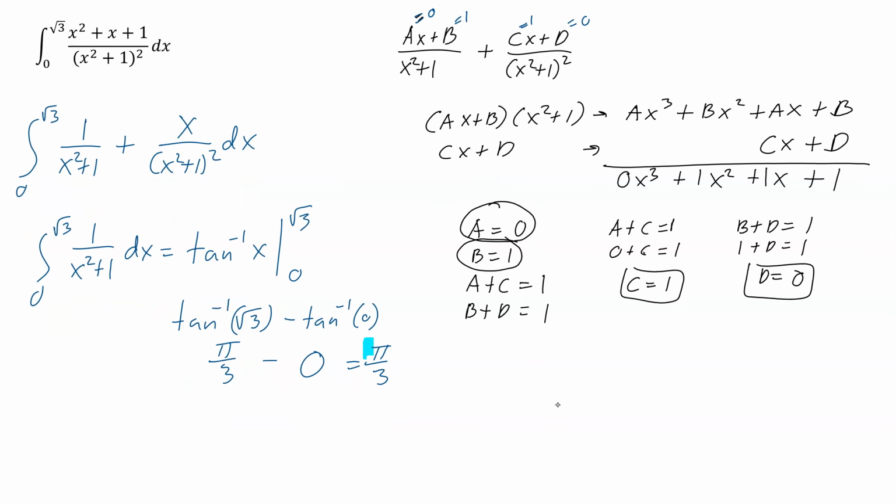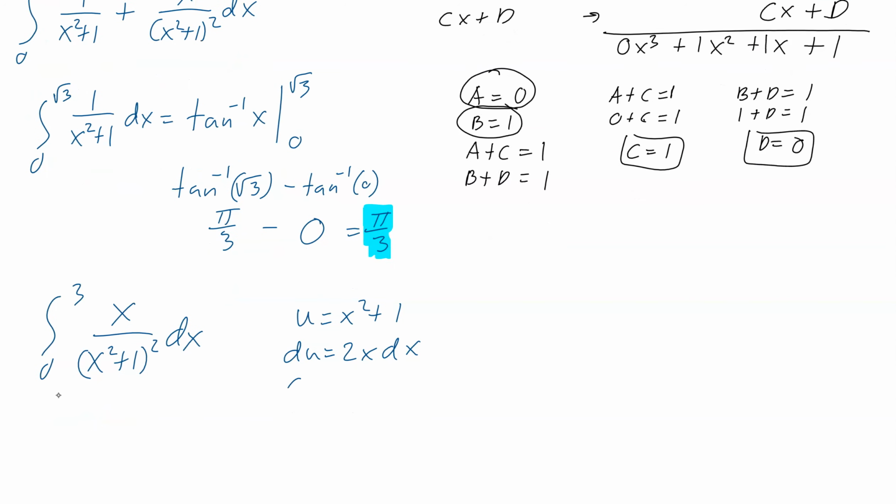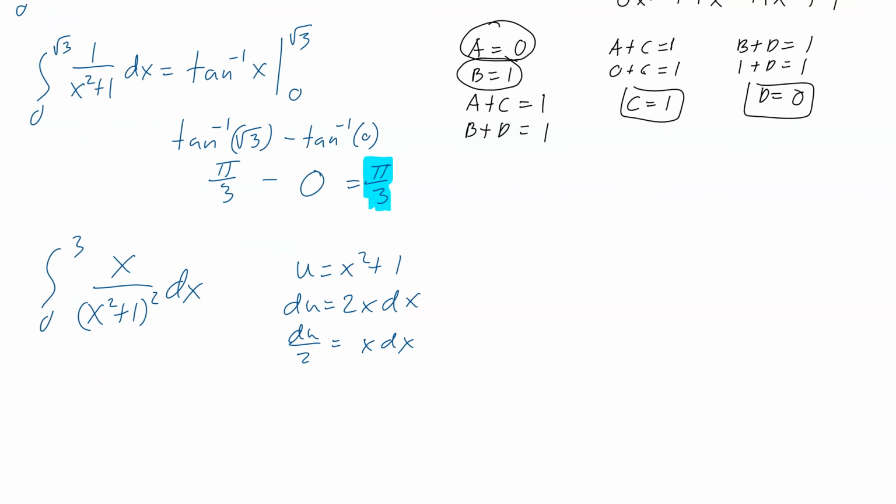And let's highlight that. And we check it at the end. All right, now our next one. So this is 0, still in highlight form. 0 to rad 3 of x over x squared plus 1 squared dx. And that's also a u. So if we do u equals x squared plus 1, du is equal to 2x. Remember, we always go for the inside. And so that would be du over 2 equals x dx, just to make it a quick substitution.